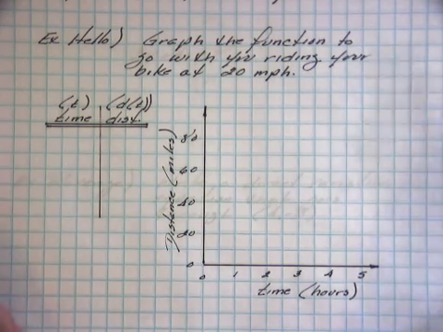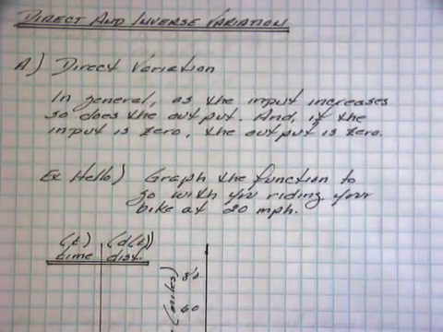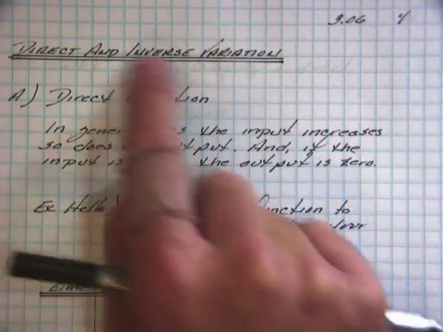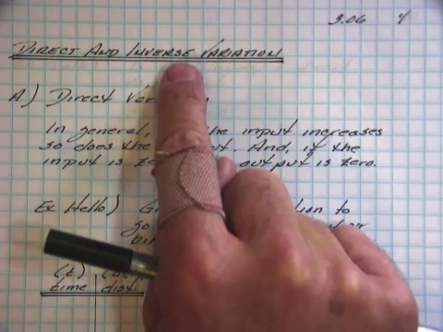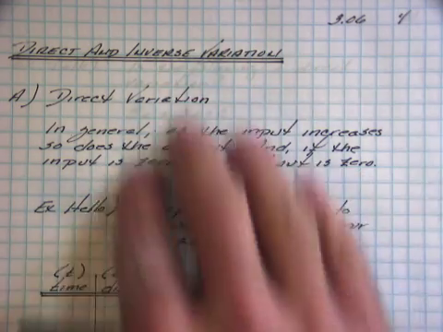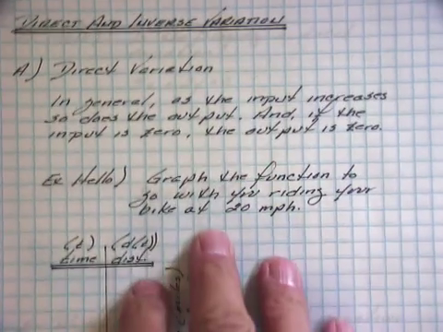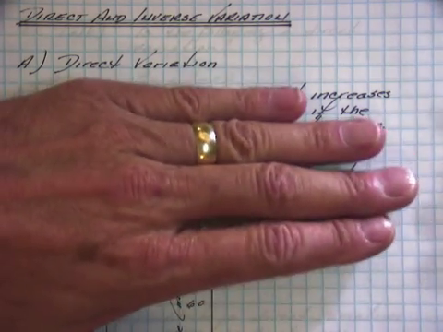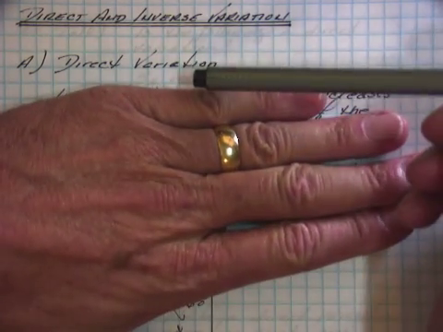Today we're going to be looking at two specific types of functions. We're in Chapter 3, Section 6. We're going to be looking at direct and inverse variation. Now, I've got a lot of stuff written here, so remember you can pause the video to play catch-up if you have to. We're going to start with direct variation.